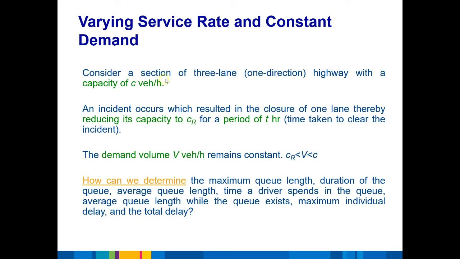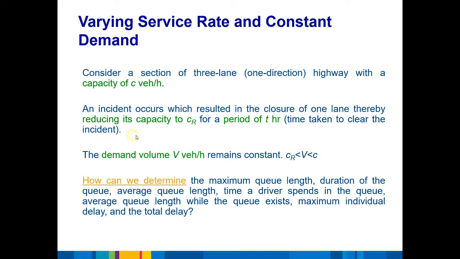So if we consider a section of 3-lane, one-direction highway, a capacity might be C vehicles per hour. So now we have this hypothetical situation. We had a capacity of C. Now we have an incident, so some truck rollover or something, that's given us a closure of one lane. So the capacity has become CR.